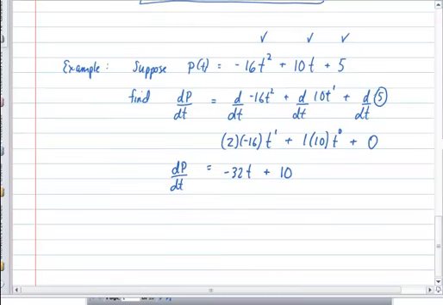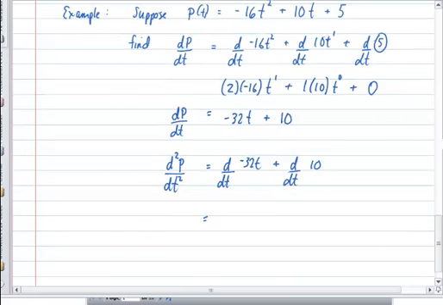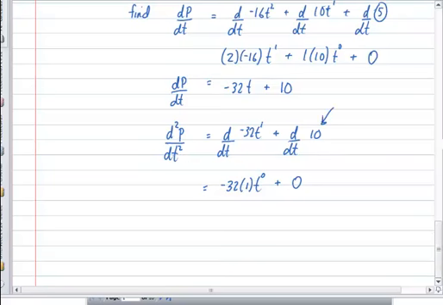You can go ahead and take another derivative. If you want to take the second derivative of position with respect to time, the notation would be as follows. And that would be by doing the power rule again. So we'll take the derivative with respect to time of negative 32t plus the derivative with respect to time of 10. And what we get in result is negative 32 times 1, because that's the power coming down the front, times t to the 0, which will just be constant, plus a 0, because once again, the derivative of a constant is equal to 0. So our final answer here is going to be negative 32 for the second derivative of position.